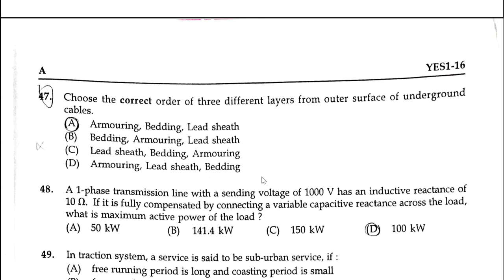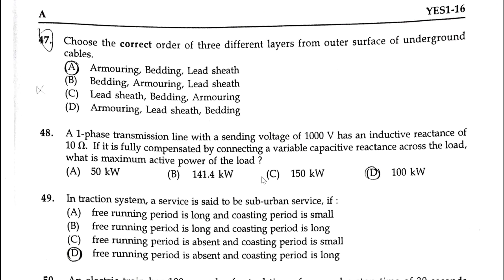Next one, choose the correct order of 3 different layers from the outer surface of the underground cable, okay. So this will be underground cable question here. So outer surface means first will be armoring, after that bedding, after that lead sheet. So armoring is used to protect the cable, and bedding is used for not allowing the moisture content into the lead sheet, and lead sheet should not allow the moisture content into the cable, paper or insulation. So answer will be A here, right.